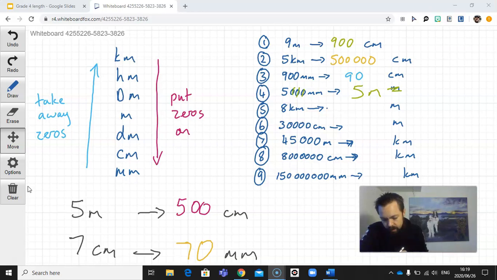For the next one, we're looking at 8 kilometers to meters. So kilometers to meters, we're putting zeros on. 1, 2, 3, we put 3 zeros on. 8,000 meters. Then 30,000 centimeters to meters. Centimeters to meters, we're taking zeros away. 1, 2, we take 2 away, and we're left with 300 meters.